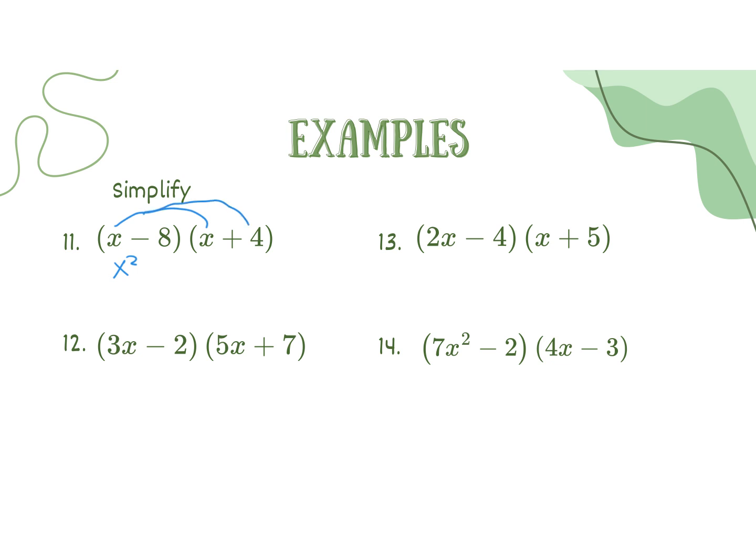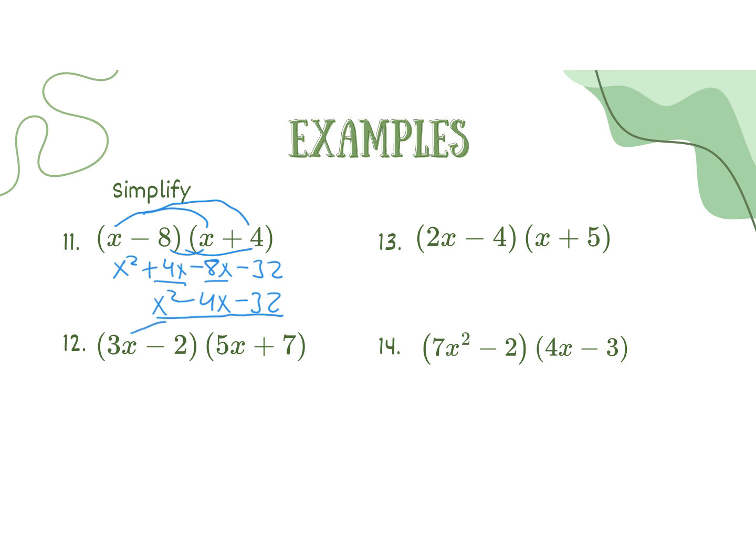Outer times the outer. So x times 4 is going to get you a 4x. Inner times the inner, negative 8 times x is negative 8x. And negative 8 times 4 is negative 32. All right, after doing this, sometimes you're going to be left with like terms. And you do want to combine those. So 4x minus 8x is going to get you a negative 4x. Nothing else can combine, so I would leave everything else alone. So I get an x squared minus 4x plus, minus 32.